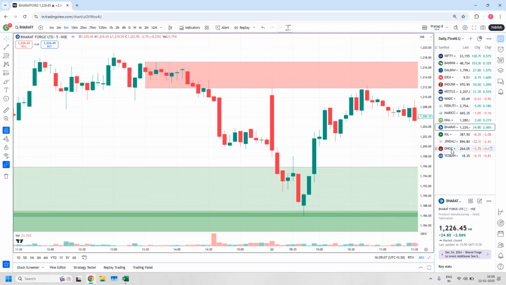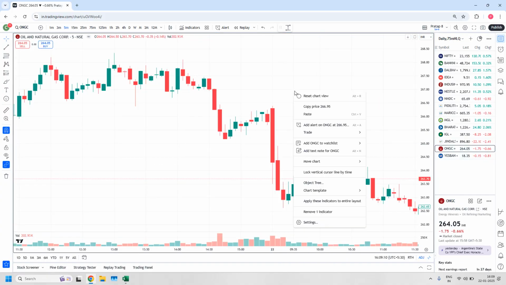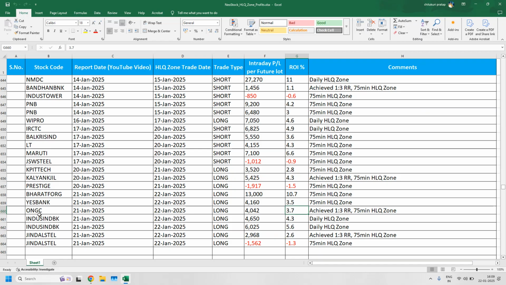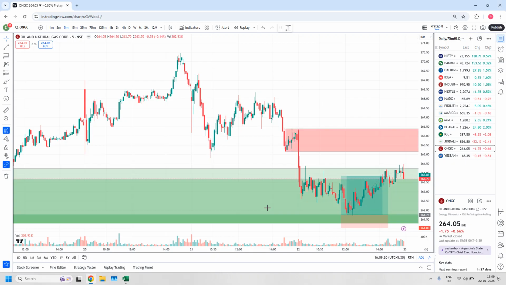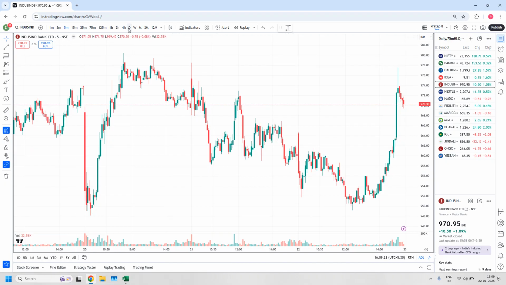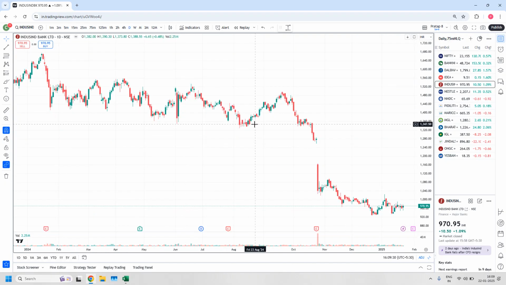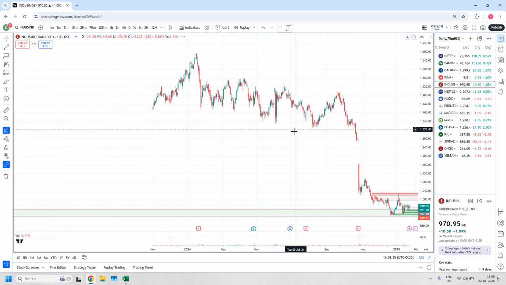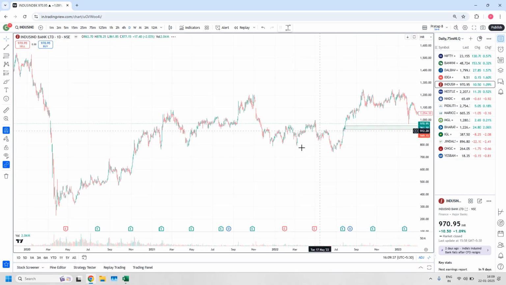Okay, next we have discussed ONGC. ONGC has given 4,042, which is 3.7% ROI as per one futures margin cost. Next one is IndusInd Bank. IndusInd Bank today gave two trades. IndusInd Bank is a daily zone. It is a daily high liquidity zone. This is a very old zone, IndusInd Bank.